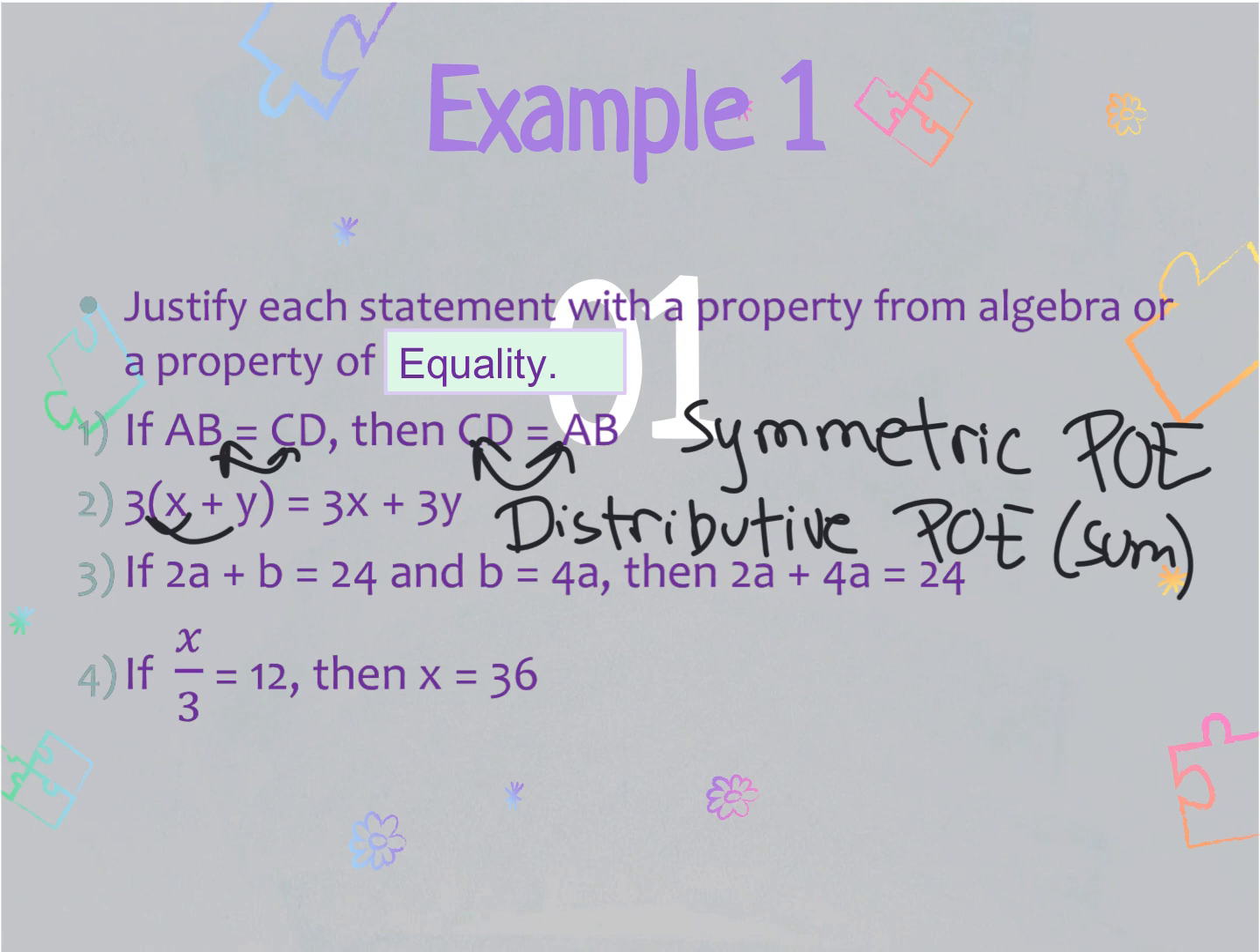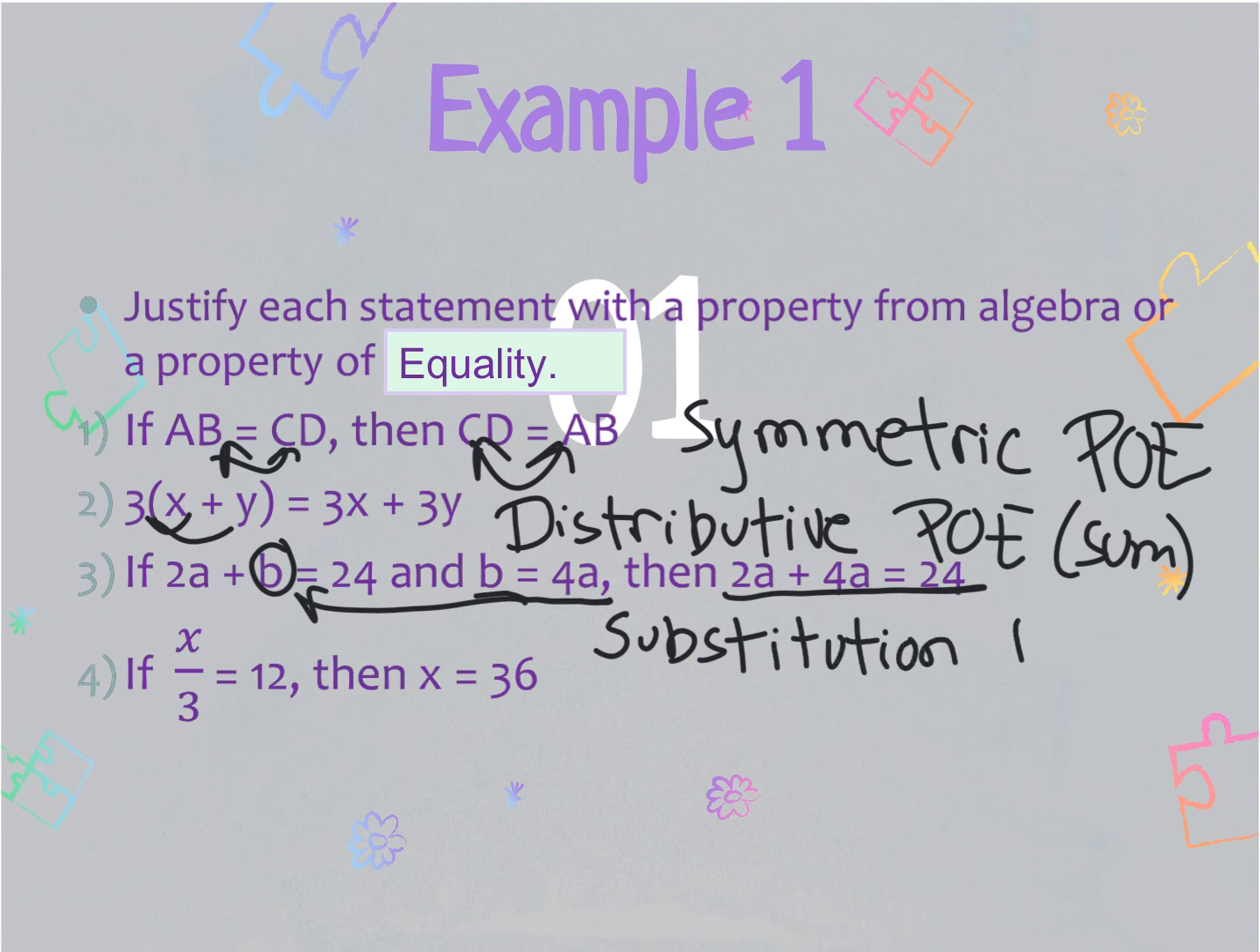Now, for 3, we have if 2a plus b equals 24 and b equals 4a, then 2a plus 4a equals 24. This is a substitution one. You see that b equals 4a. They grabbed this b and plugged it in to give us this equation. So they substituted the b for a 4a. So this is the substitution property of equality.